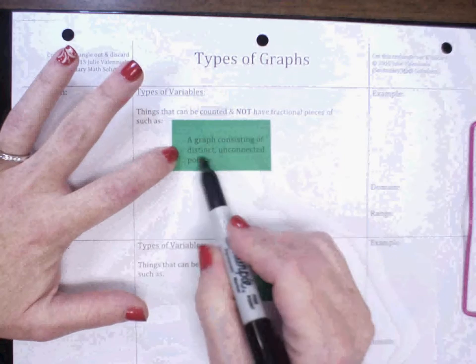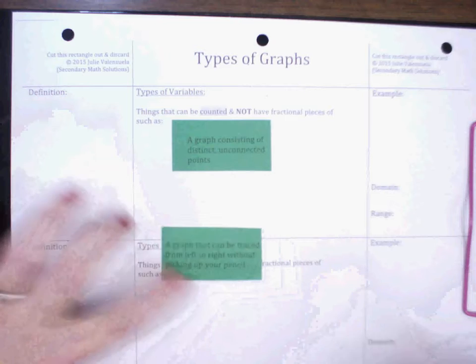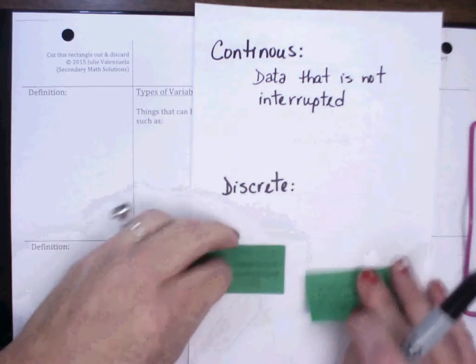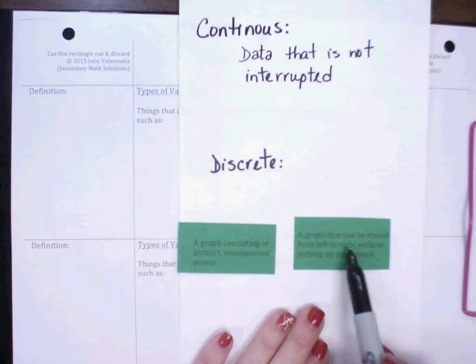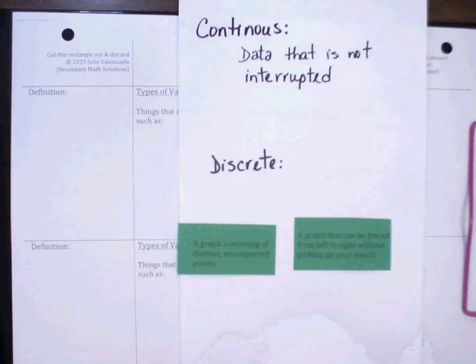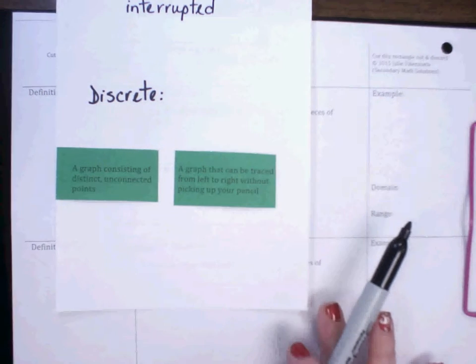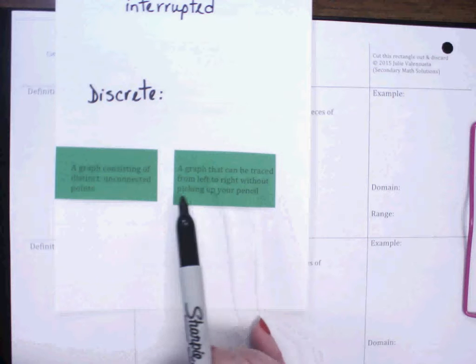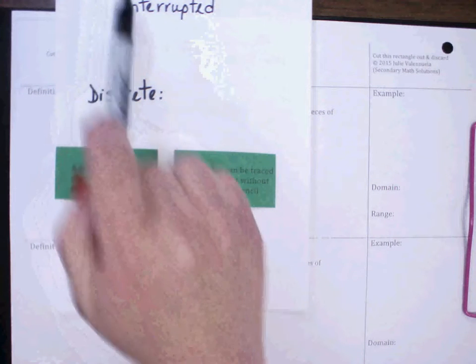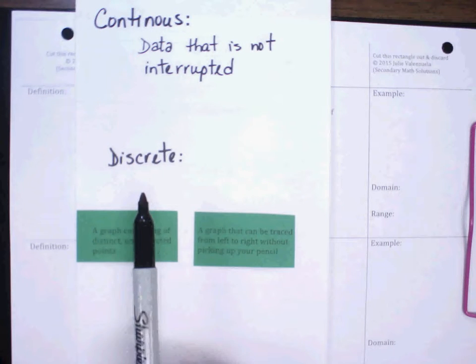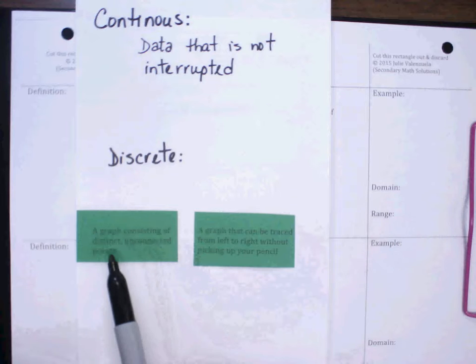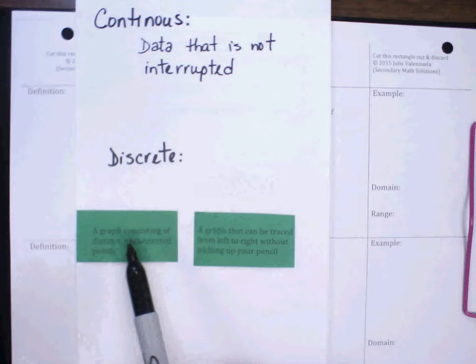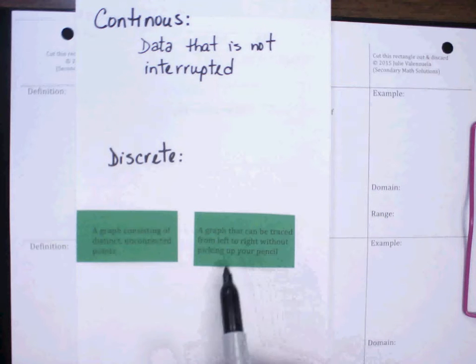Okay, so let's go ahead and try to figure this out. A graph consisting of distinct unconnected points, or a graph that can be traced from left to right without picking up your pencil. So we got to decide which one is which. Which one do you think is continuous and does not get interrupted? Read it again if you need to. We're trying to figure out continuous, which is the data that is not interrupted.